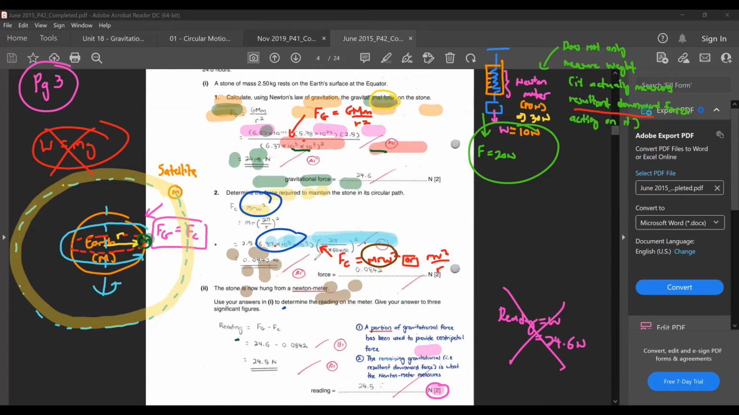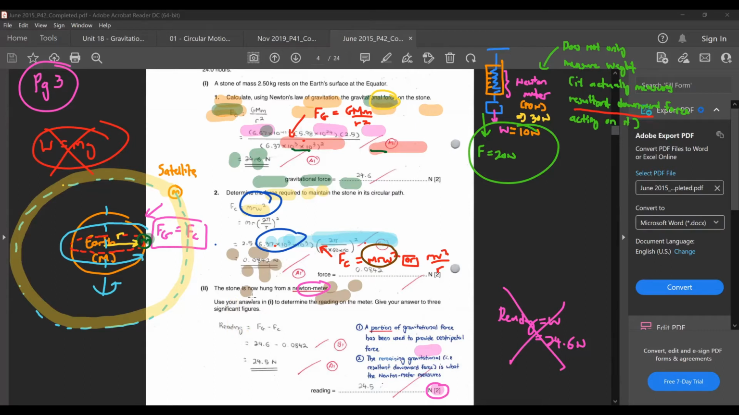Okay, so the thing that you needed to realize is that the Newton meter measures resultant downward force. Okay, that's the reading that you always see. So in your case, if you want to get that reading, you actually need to take the, sorry, let me erase this.